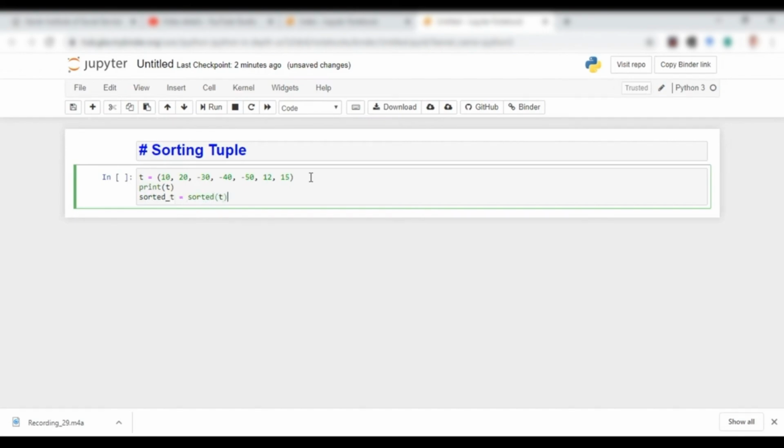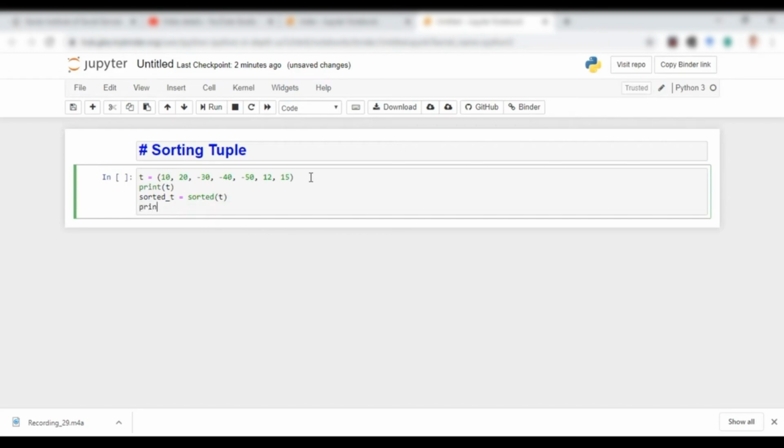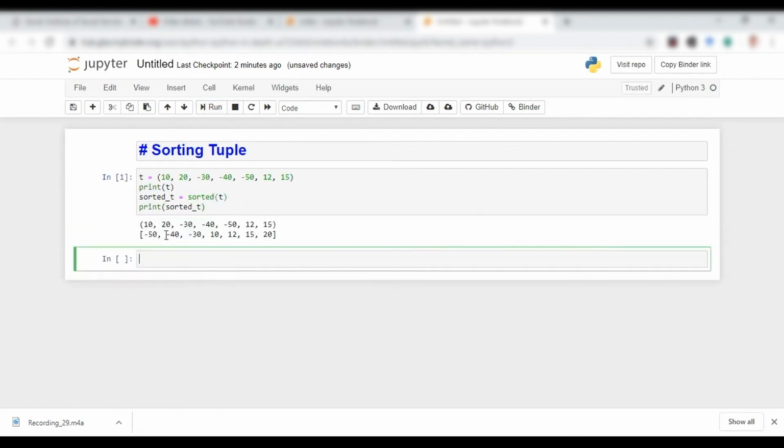Okay, and then print. What do I need to print? I need to print the sorted value. So how do I get the sorted value? Once I am printing the sorted value, sorted_t, I'm supposed to get the sorted value. Hit run, and here is the output for you.